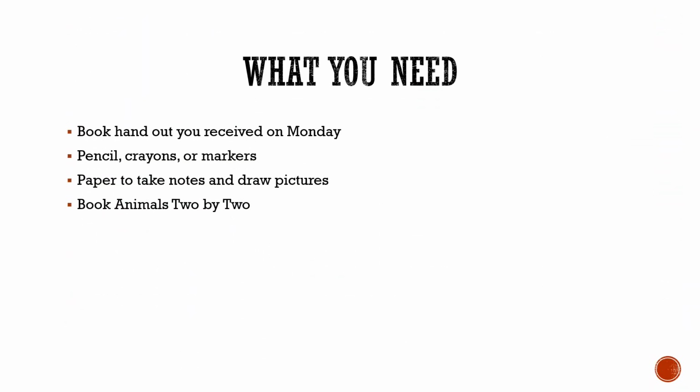What you'll need: the book handouts you should have received on Monday, pencils, crayons, markers, pens, whatever you like to write and draw with, and paper to take notes and draw pictures. Remember, this is going to come in handy later on in the week where we'll reference back to the previous videos. And your book, Animals 2 by 2, you can always reference back to. We did look at that yesterday in our first lesson of the week.